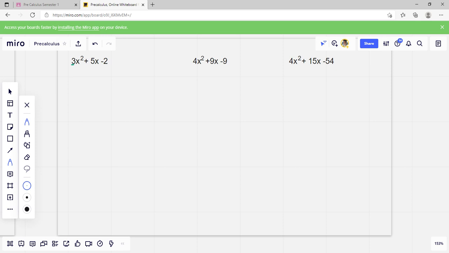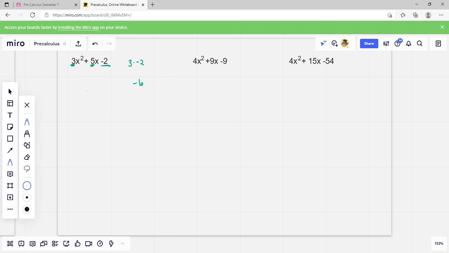Here we have a 3 right there, so we have to use a different method. So the first step is we're going to multiply our very first number with our last number, okay? So our x squared coefficient with our constant. So 3 times negative 2. That would be negative 6, okay? Now we need to think of factors of negative 6 that are going to come up with 5, okay?